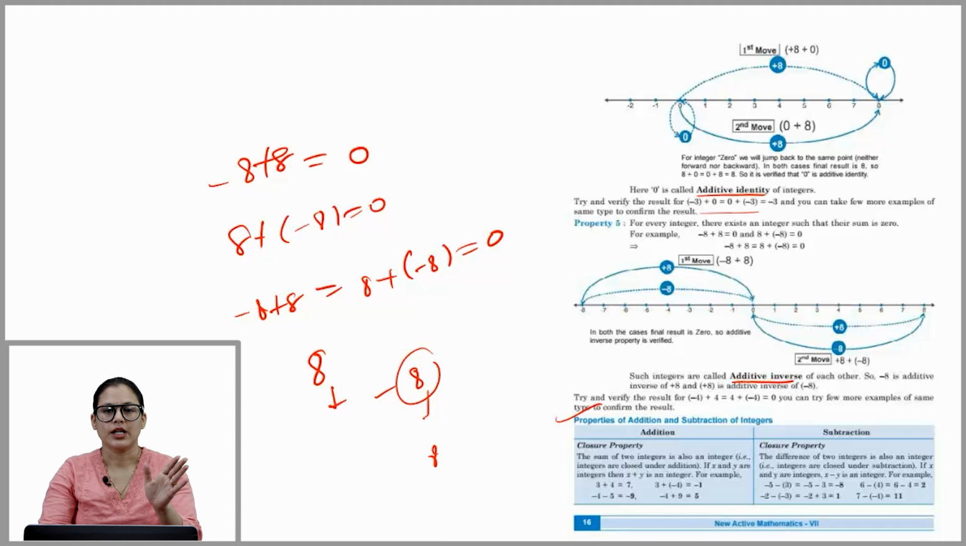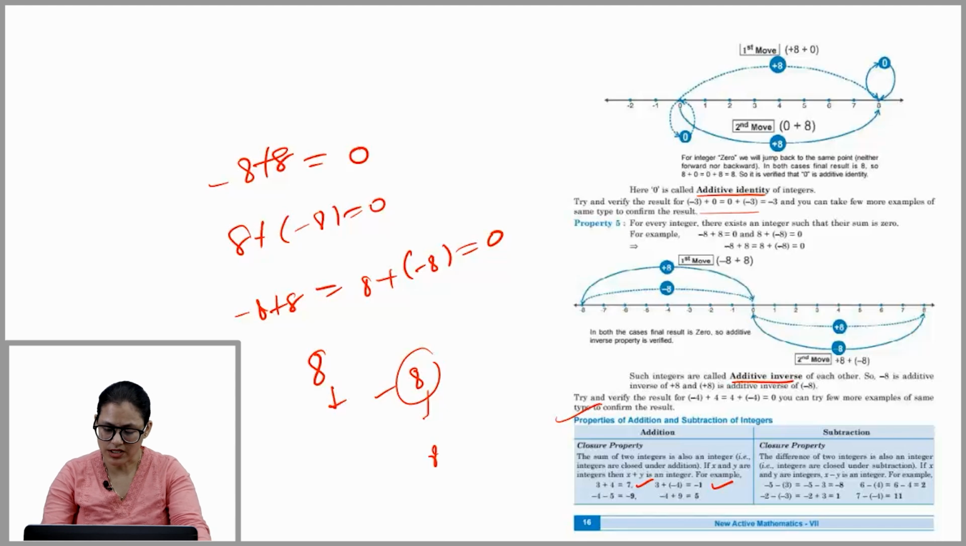Addition, closure property. The sum of two integers is also an integer. That is, integers are closed under addition. If x and y are integers, then x plus y is also an integer. For example, 3 plus 4 is equal to 7, and 3 plus minus 4 is equal to minus 1. Whenever you add two integers, the sum is also an integer. So this is the closure property of addition.